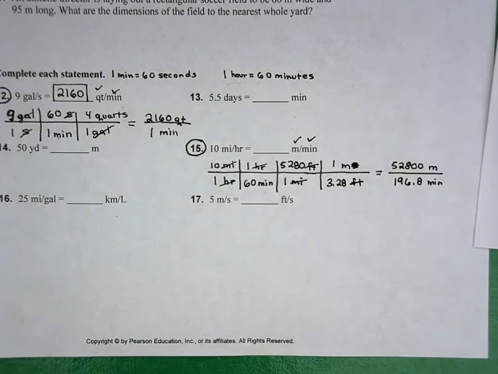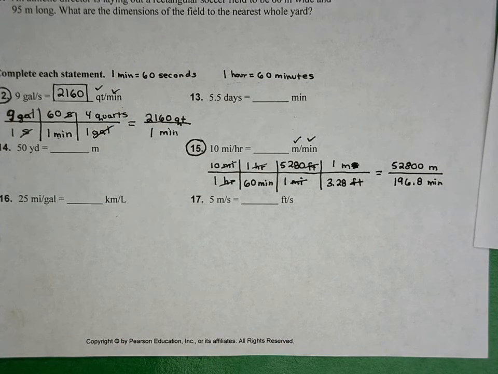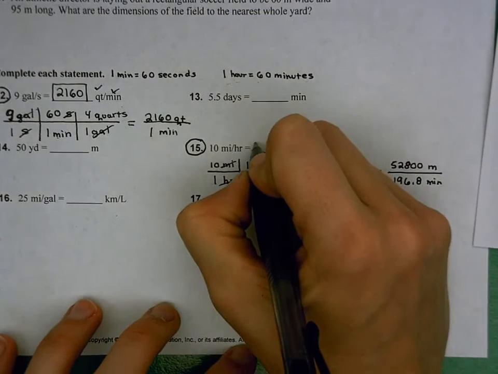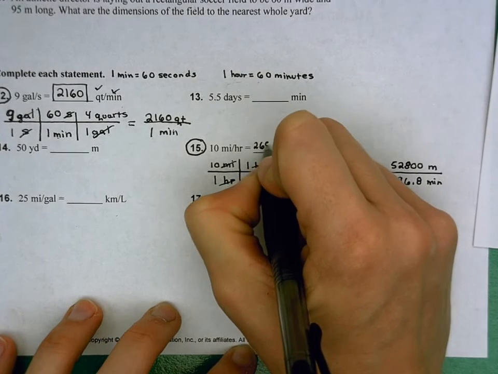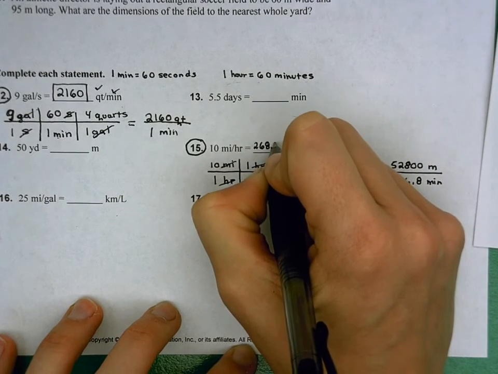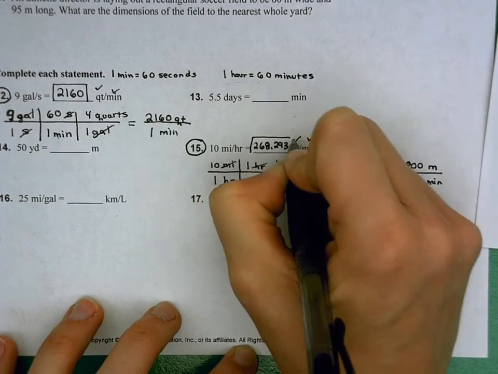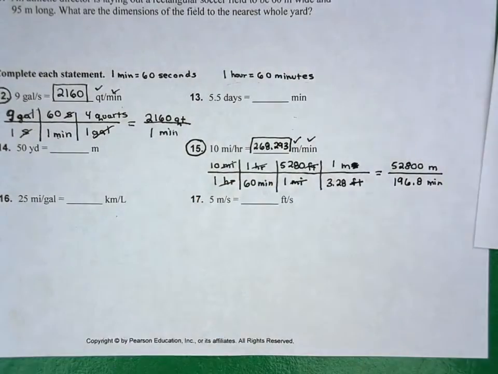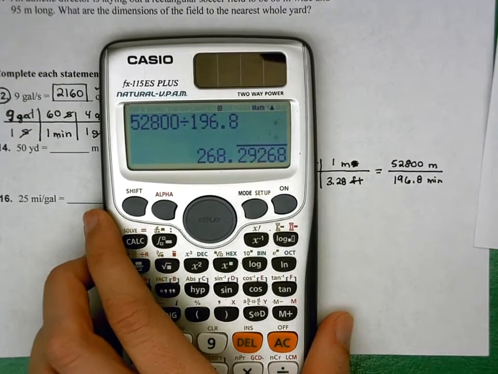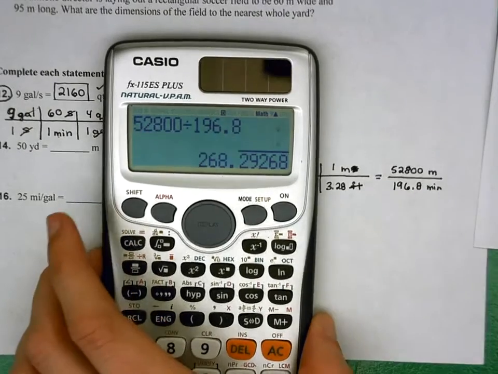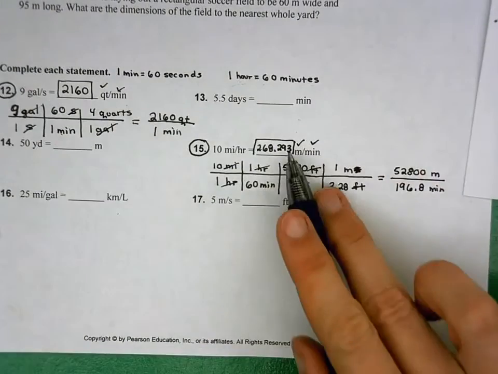So at that point you're going to divide. You're going to go 52,800 divided by 196.8. And you're going to get 268.293. And I'm going to go ahead and round it off at that 3. It's actually 0.29268, all repeating. But I went ahead and rounded it to 3 because that's how much room I had.